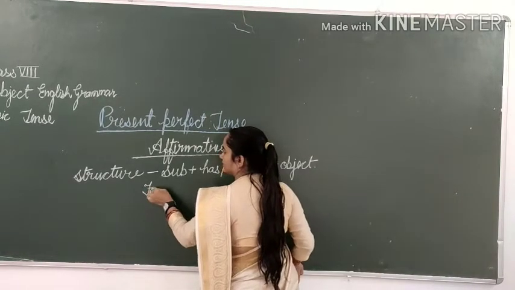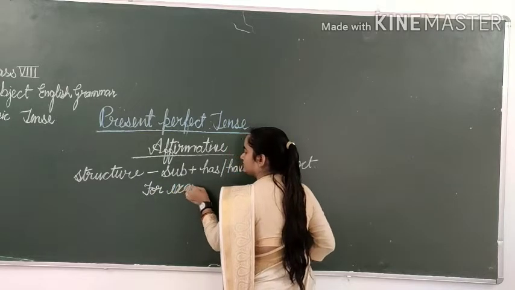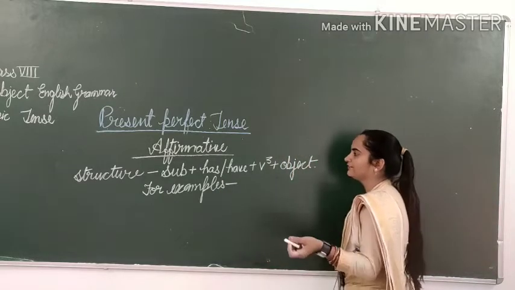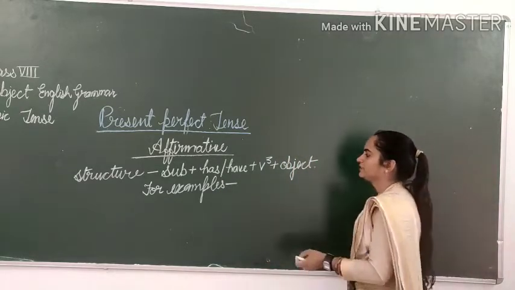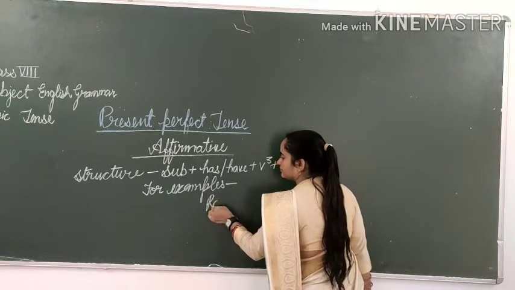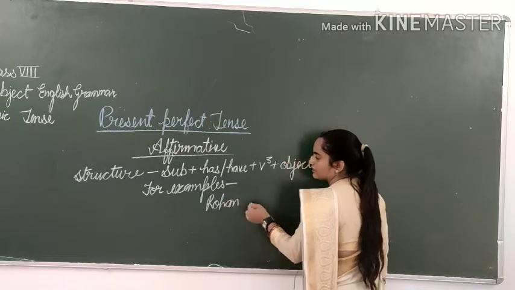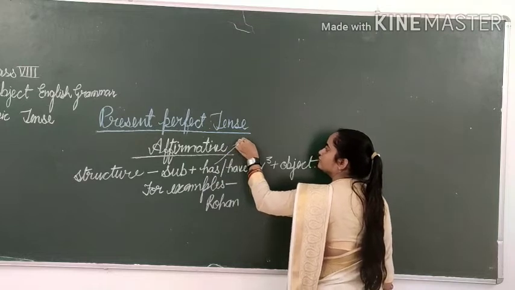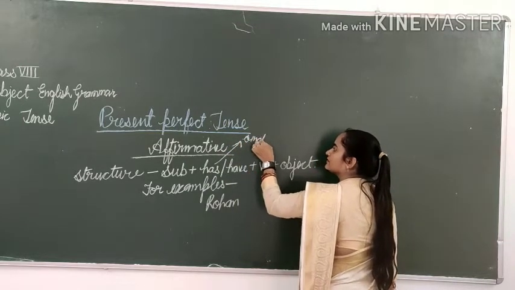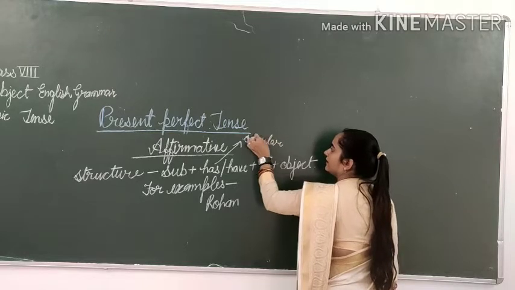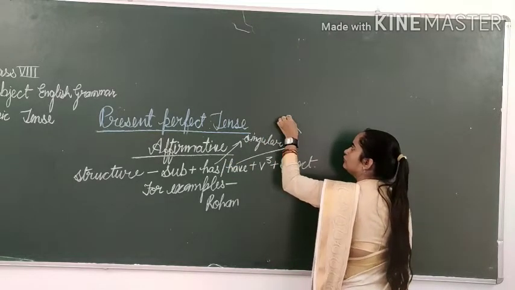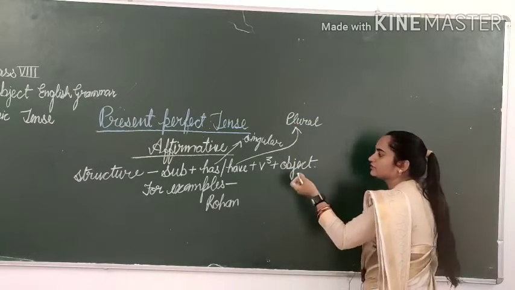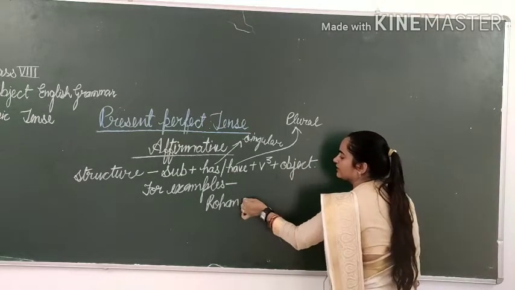For example, firstly, we will take subject. You know very well, noun and pronouns are your subject. Rohan is singular or plural? Obviously singular. We will use has with singular subject, and have with plural subject. So Rohan is your singular subject, that's why you will use here has.